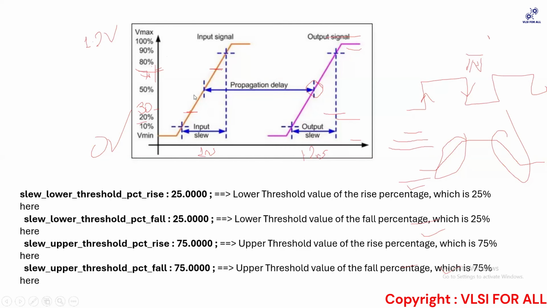As I said, for the rising edge, this 25 is your lower threshold and 75 is your upper threshold. When there is a falling edge, like this one, it will also have an upper threshold and a lower threshold. So this is the way the tool will calculate the transition time. I'm not saying delay. This is your transition time, or what you call in the normal VLSI world slew. How is my input slew? Is my input slew good? Is my input slew bad?